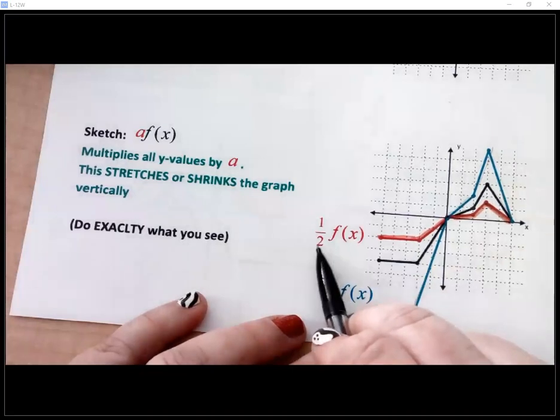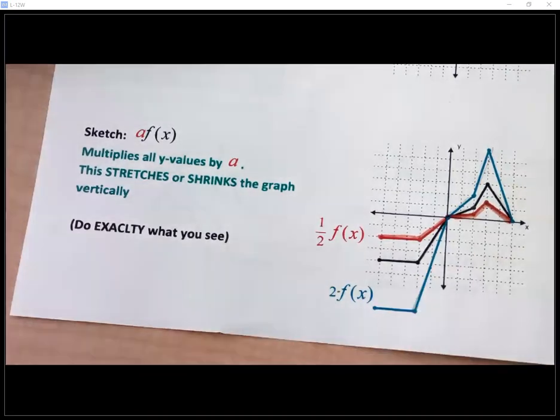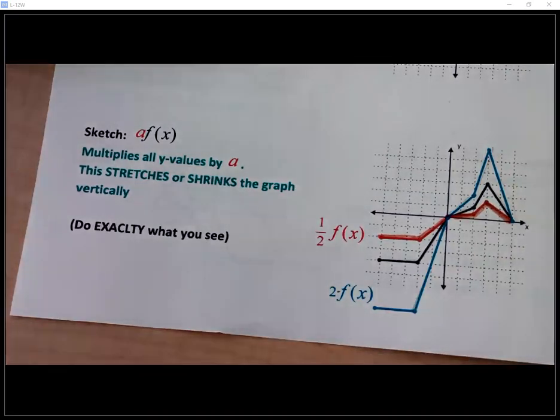And that has now compressed this function. All the y values are now half of what they were before. And that results in a squashed graph. Easy peasy? All right. Let's see what else we got on here.